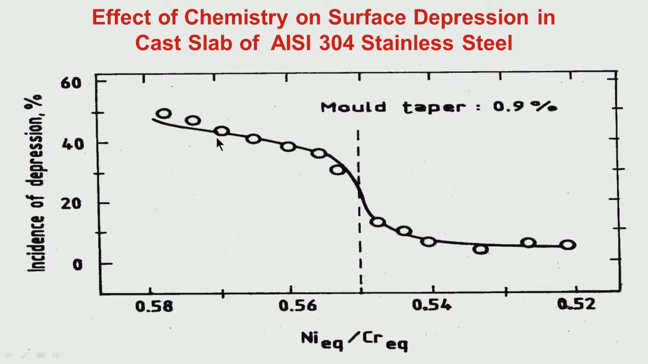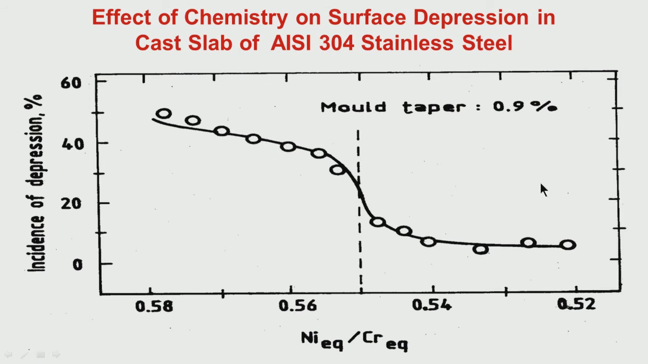Here what is happening is delta to gamma transformation. Since it is in the peritectic region, delta to gamma is taking place in the crucial zone at the end of solidification, between 90% and 100% solidification. If it takes place there, delta to gamma transformation stress is acting on it. So this stress or strain is increasing the tendency for depression. The result is a high amount of depression.